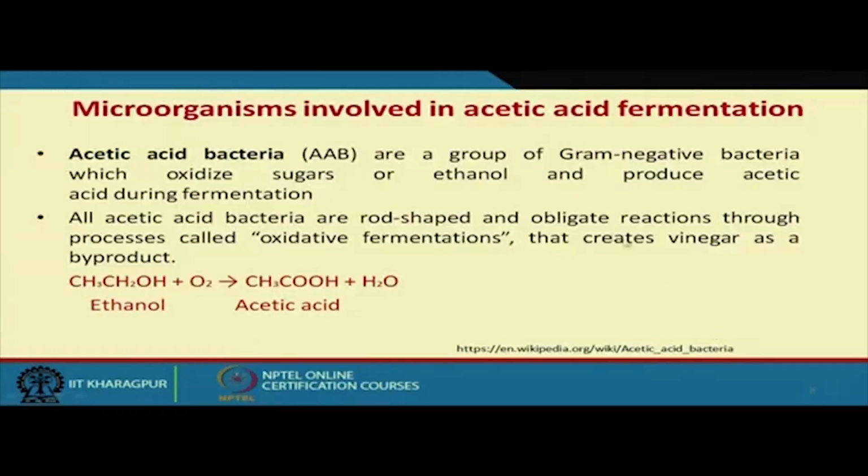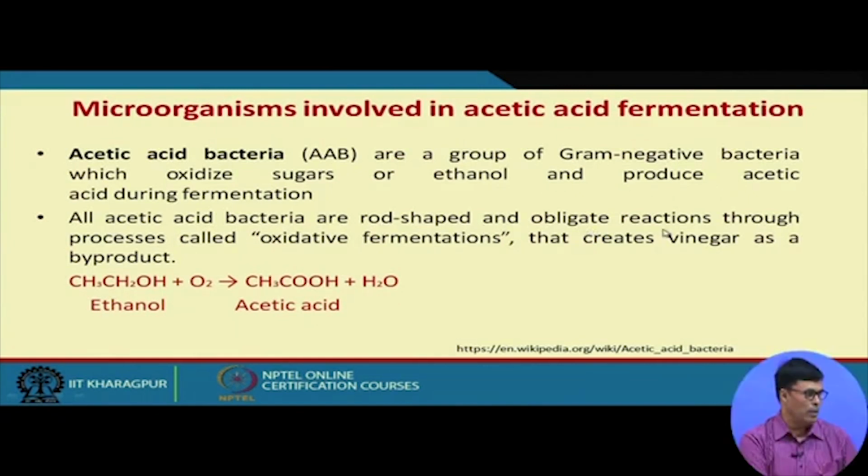The microorganisms involved in the acetic acid fermentation process are gram-negative bacteria, which oxidize sugar or ethanol to produce acetic acid. All acetic acid bacteria are rod shaped, and they carry out oxidative fermentation as an obligate process. This reaction takes place in the presence of oxygen. Here I want to point out that in the alcohol fermentation process, acetaldehyde to alcohol is a reduction process. But here, alcohol to acetic acid is an oxidation process.